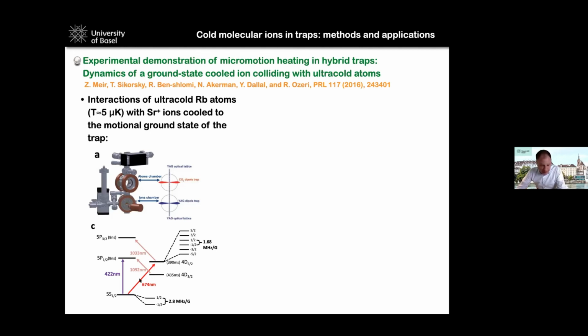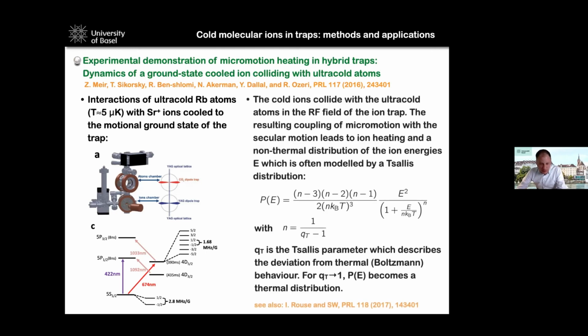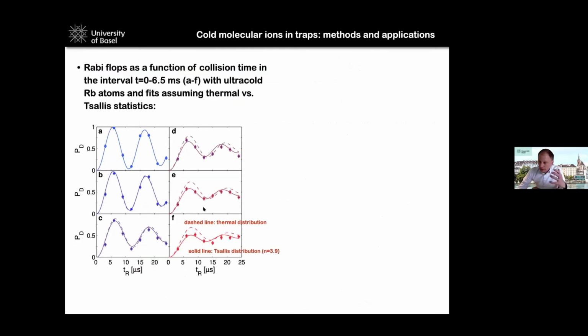So these were spectroscopic experiments done in the resolved sideband regime, and they were looking at sideband transitions of this ion on these narrow transitions, and they were driving Rabi oscillations, and from the amplitude and the frequency of these Rabi oscillations, they could then essentially work out the ion energy distributions in the trap after collisions with the ultracold rubidium atoms. And these were typical results that they got.